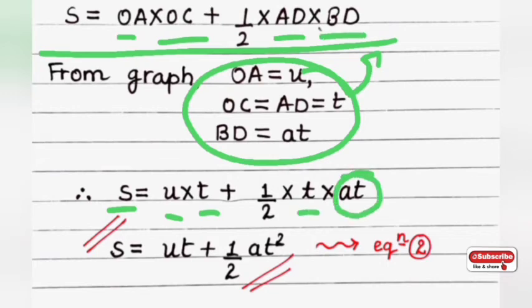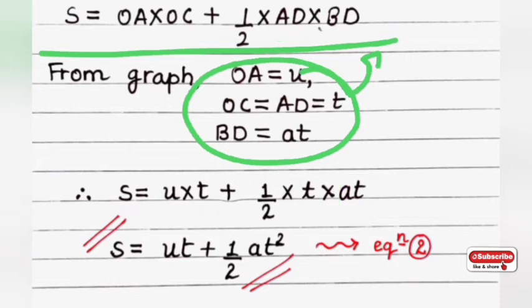So when you write it in a nice written form, that would be S equals UT plus half AT square, and that is the second equation of motion that you wanted to derive, right? So let us now proceed to the third equation.